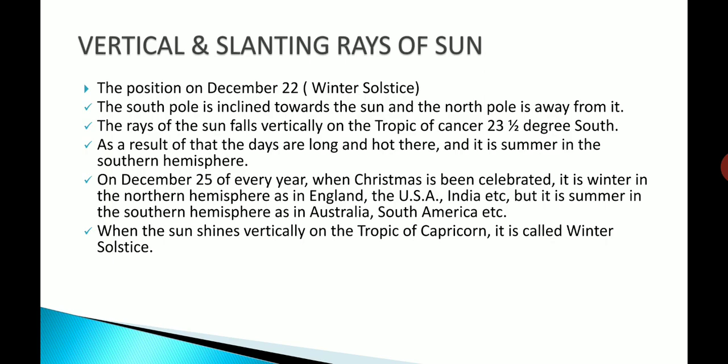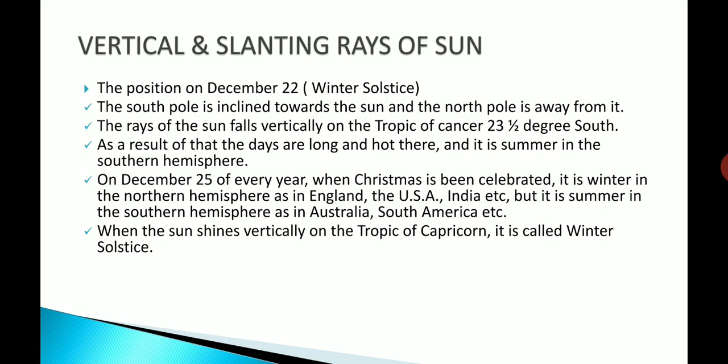And due to this, the rays of the sun fall directly on the Tropic of Capricorn, 23 1/2 degrees south. Due to this, the days are long because sun rays fall vertically and it is hot there, and it is summer in the southern hemisphere during winter in the northern hemisphere.